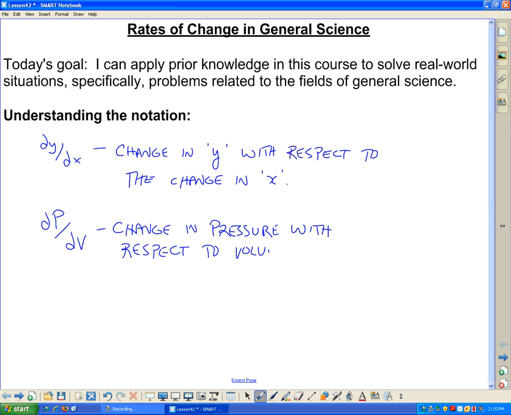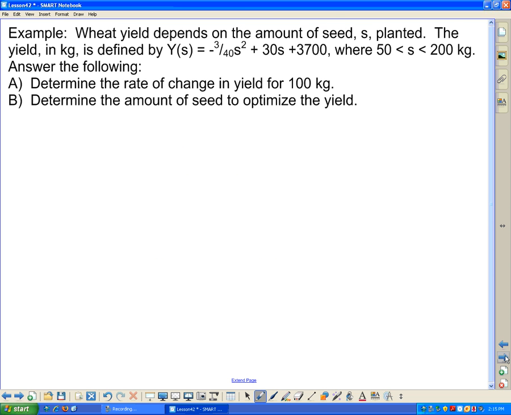All right, and I'm going to start using Leibniz notation more and more into Unit 4 because it's becoming more and more applicable. So first example I have here, wheat yield. So this is for the Aggies, the ones that are going to Guelph. Wheat yield depends on the amount of seed, S, planted. So S is how much seed is being planted. It's a mass. The yield is in kilograms, and it's defined by capital Y.